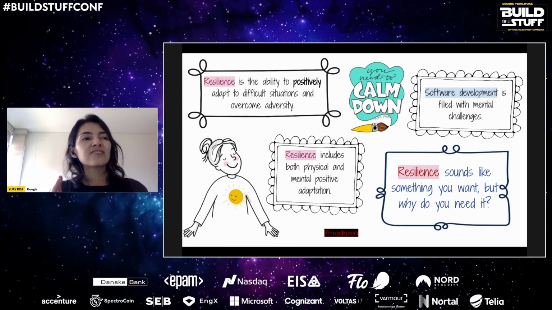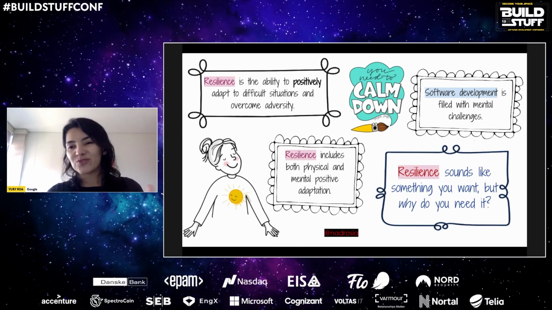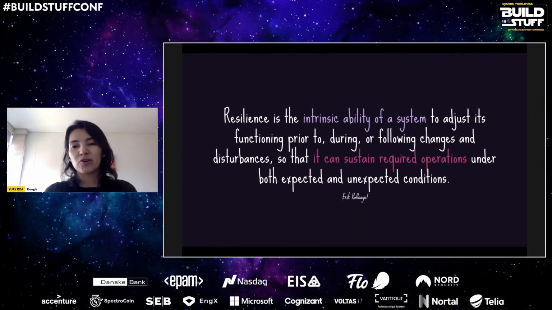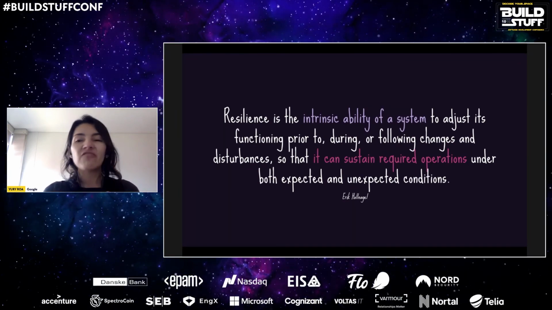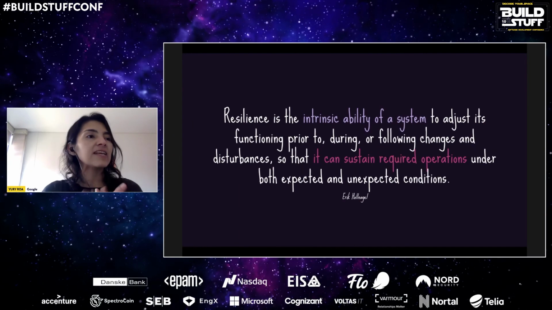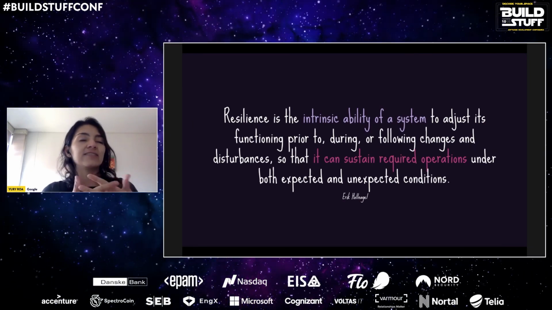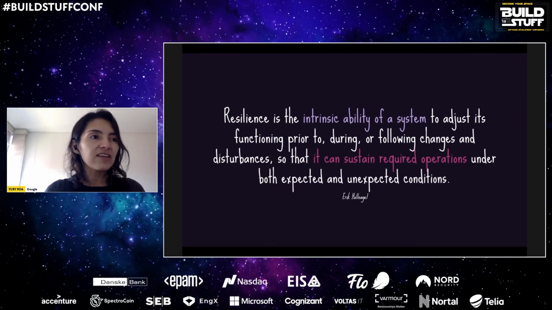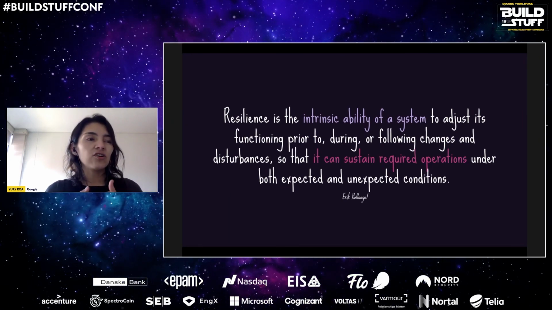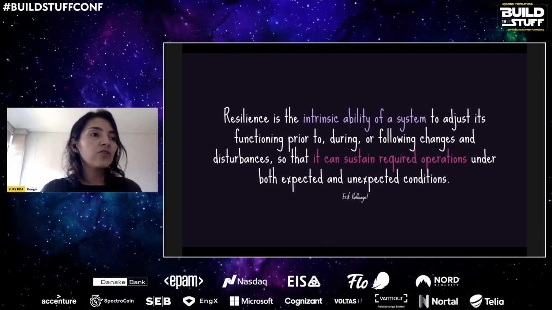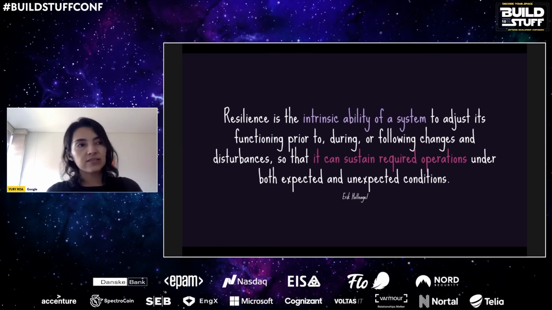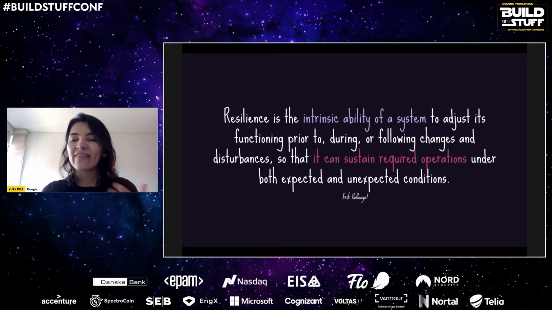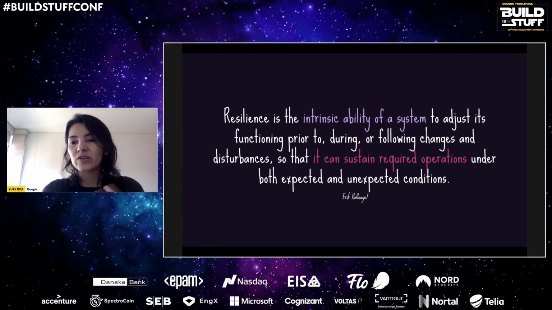Resilience sounds like something that you want when you need it. That is the question here, because one of the most important competencies for developers is to develop resilience. Resilience is defined as an intrinsic ability of a system to adjust its functioning prior to, during, or following changes or disturbances. That is okay for the system, but what happens with us? What happens with humans?